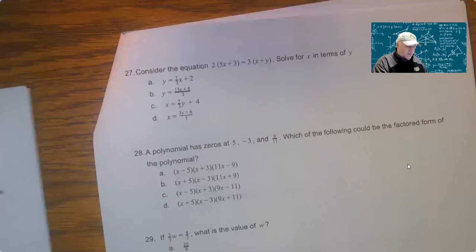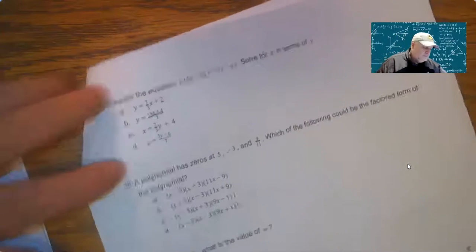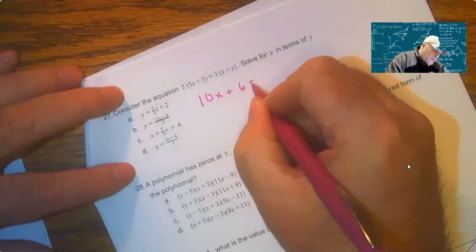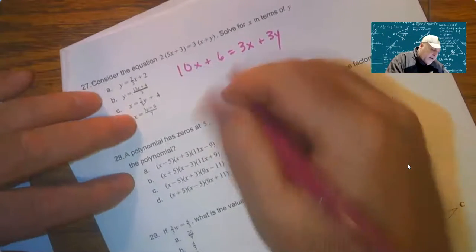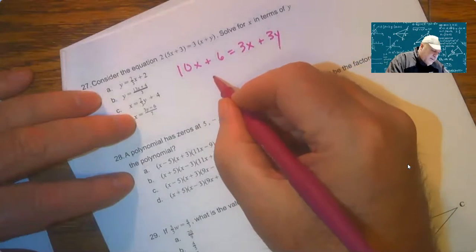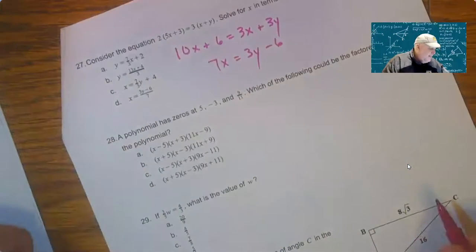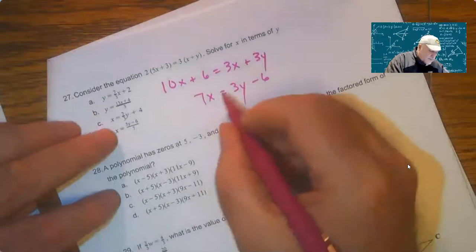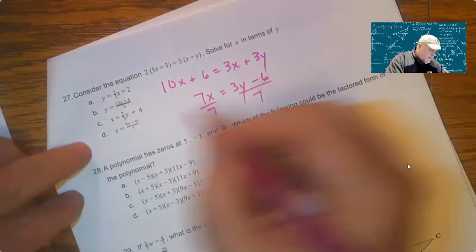Consider that equation. Solve for x in terms of y. Okay, so we're going to multiply through to remove parentheses, 3x plus 3y. We want to get our x terms alone on one side. So 7x equals 3y minus 6. Okay, so all x terms to the left, everything else to the right, and then divide by 7. So x equals 3y minus 6 over 7.